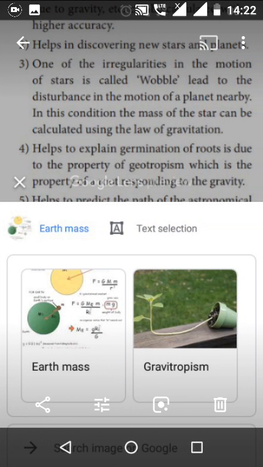So you can see how astronomers find the earth's mass and, next, gravitropism. You can see and understand the concept.